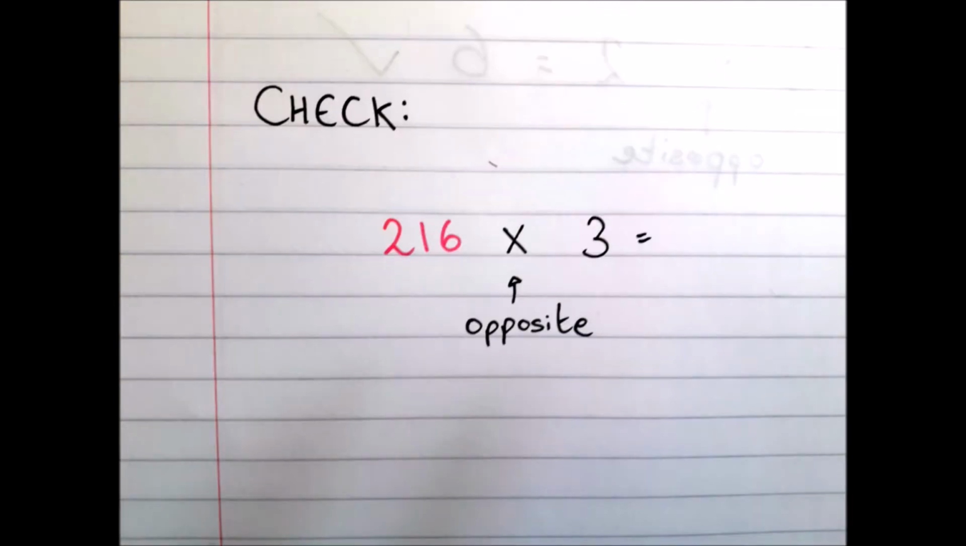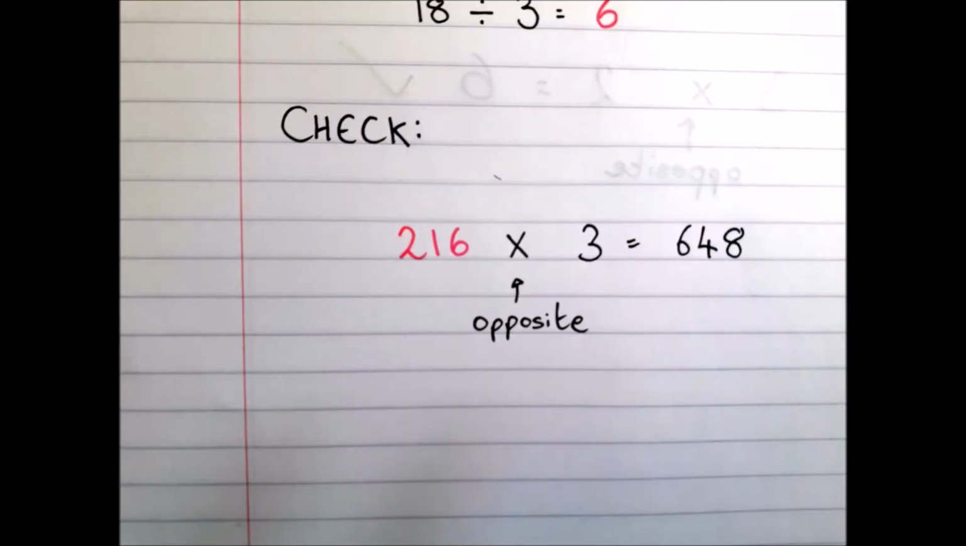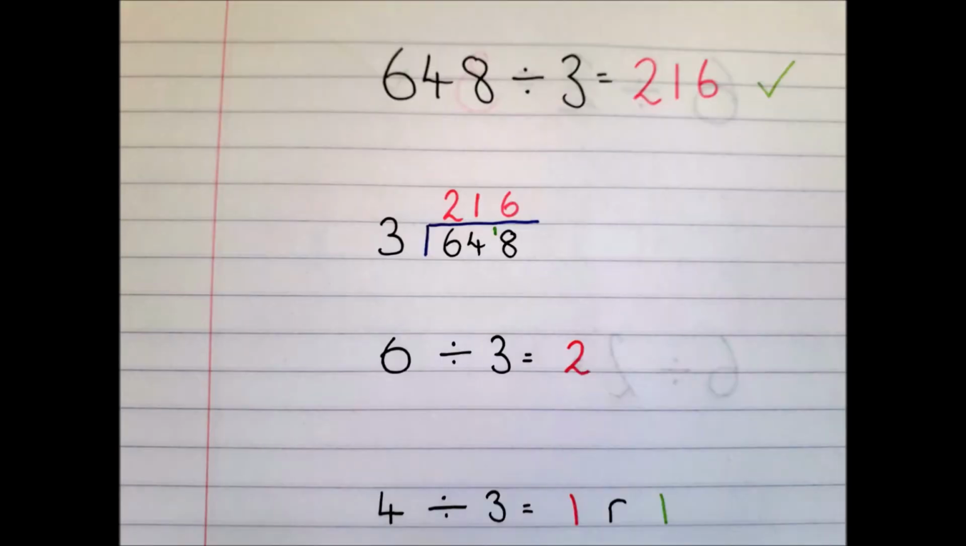That gives us 216 times 3, which on our calculators is 648. You can multiply by hand if you'd rather. Because this matches the original number that we had, we know our answer is correct.